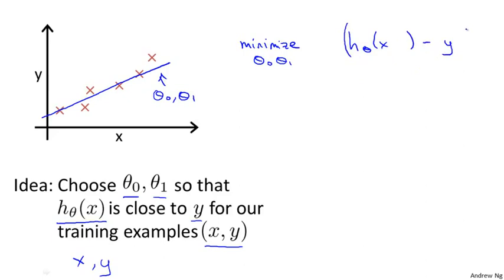And one thing I might do is try to minimize the squared difference between the output of my hypothesis and the actual price of a house. Okay? So let's fill in some details. You remember that I was using the notation xi comma yi to represent the ith training example.